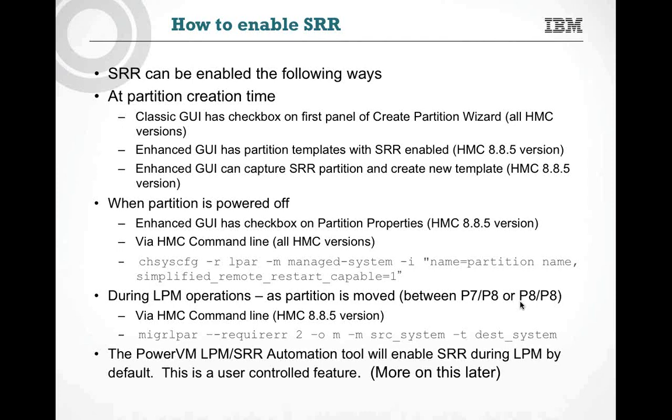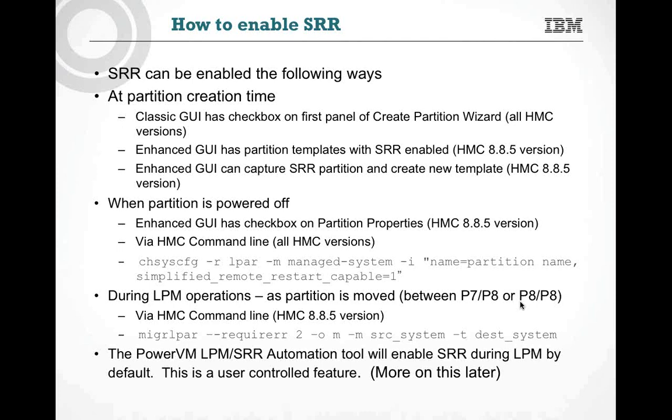It stays on if it's on, but if it's off, you can turn it on. So you can do that during LPM right now. This is sort of a dynamic feature, and I think the HMC team and the hypervisor team are looking to try to make it a true dynamic where you just check the box on and off, but that is not available yet. So the only way to do it pseudo dynamically is via an LPM operation. But it could be between a P8 and a P7 or P8 and P8.